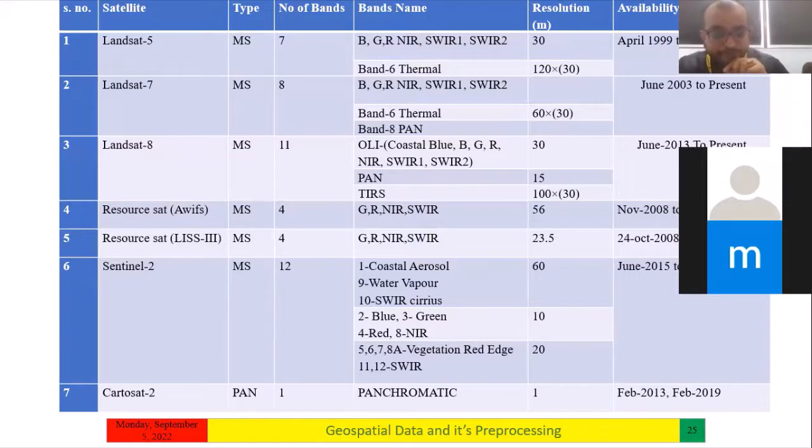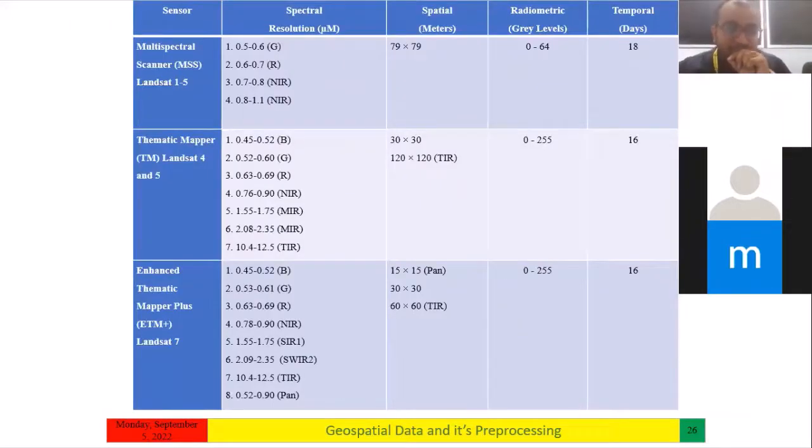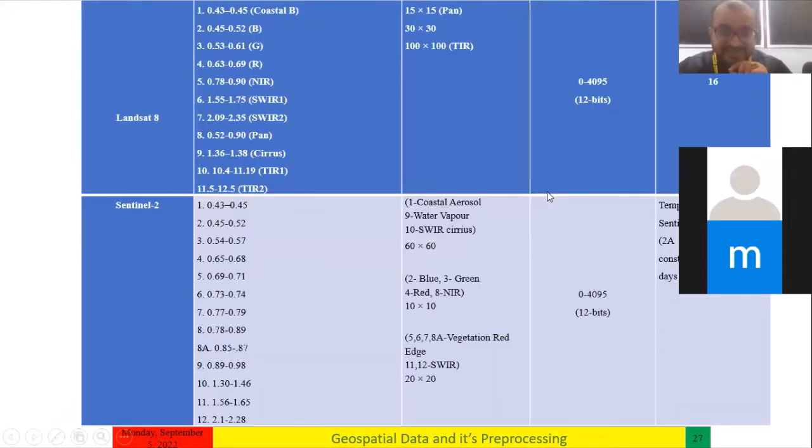Cartosat 2, multispectral scanner MSS, Landsat 1 to 5, Landsat 4 and 5, Enhanced Thematic Mapper Landsat 7, and then Landsat 8 and Sentinel 2.